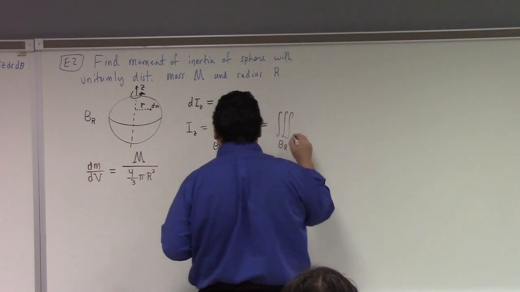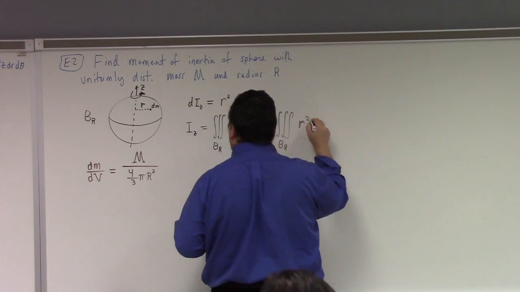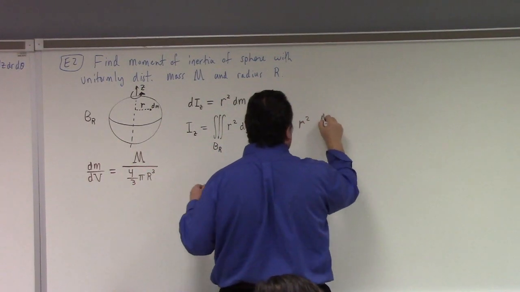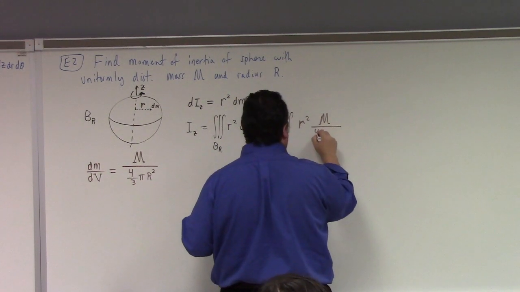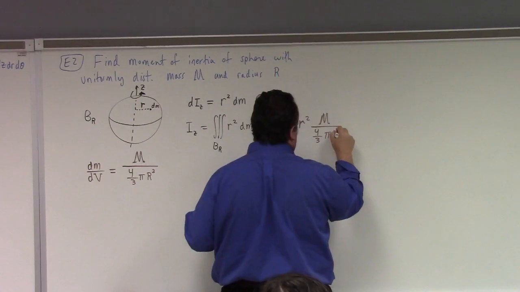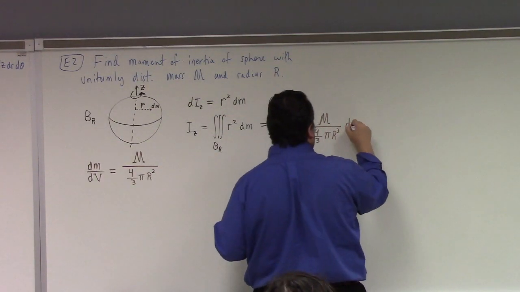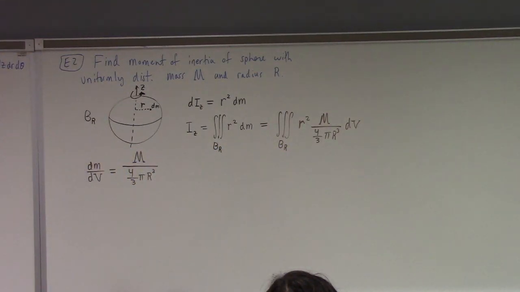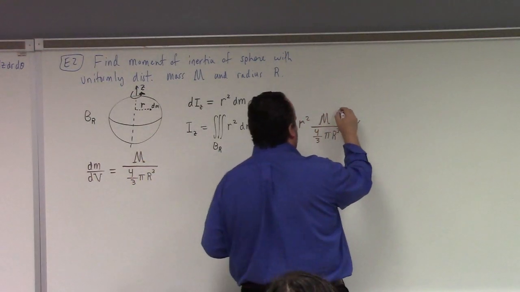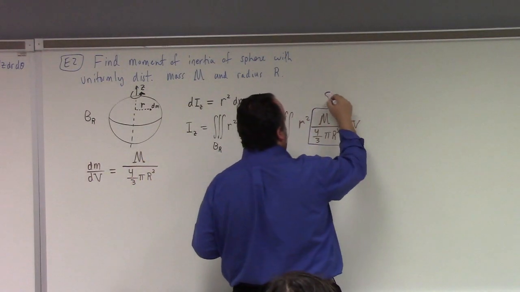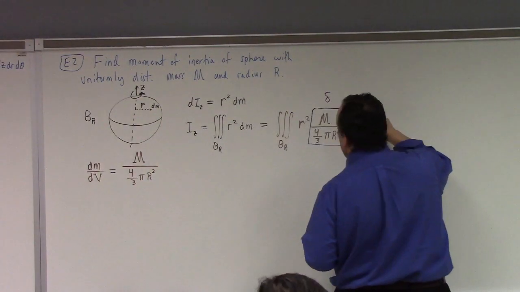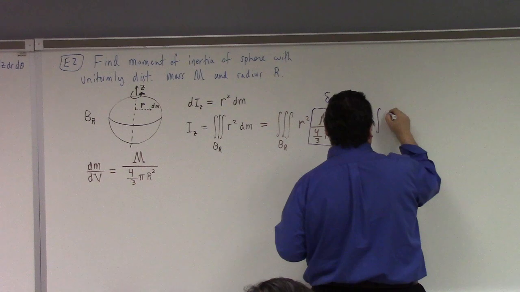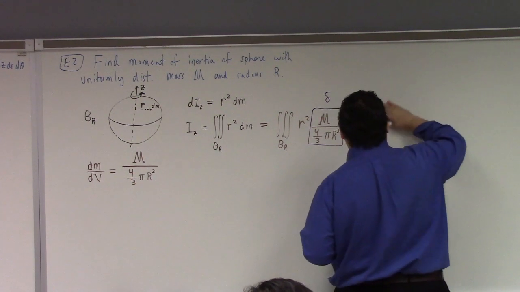And so that's my dm over dv, which means that I can rewrite this dm simply as the integral over the ball of radius r of r squared times m divided by 4/3 pi r cubed, all right, times dv. Now that's just a number. So, let's give that a name so we don't have to keep writing it throughout the calculation, right? In my notes, I've been calling this the density. I've been calling this quantity delta. It's just a constant, all right? And so this is equal to the integral. We can pull the delta out front, is my point.